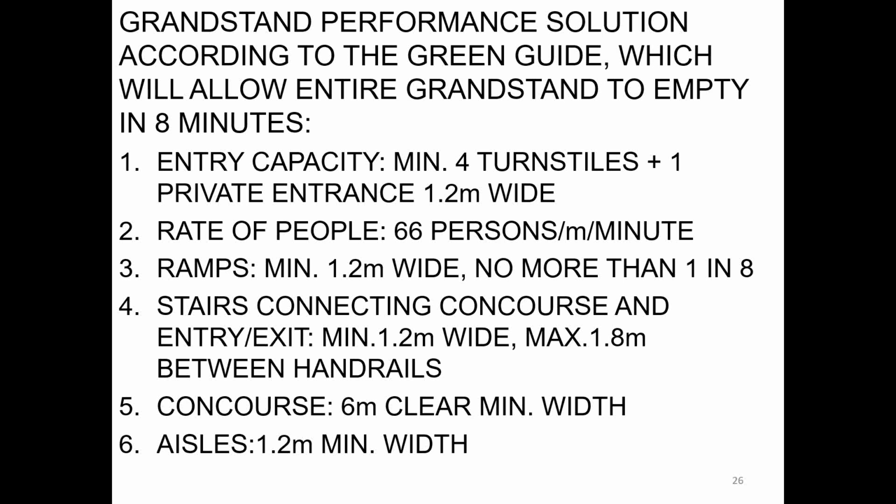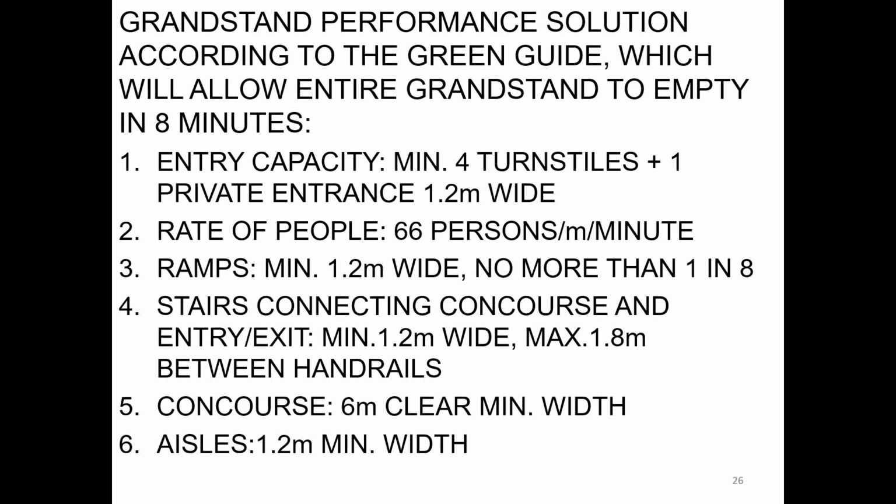Our performance solution to be used in this assignment is that for the entries, we will need 4 turnstiles and 1 private entrance of 1.2 meter wide, which will allow us to get our 2,500 people into the grandstand in a reasonable time. We are using a rate of people at 66 persons per meter per minute, which is a good rate for fit young people as listed in the Green Guide.